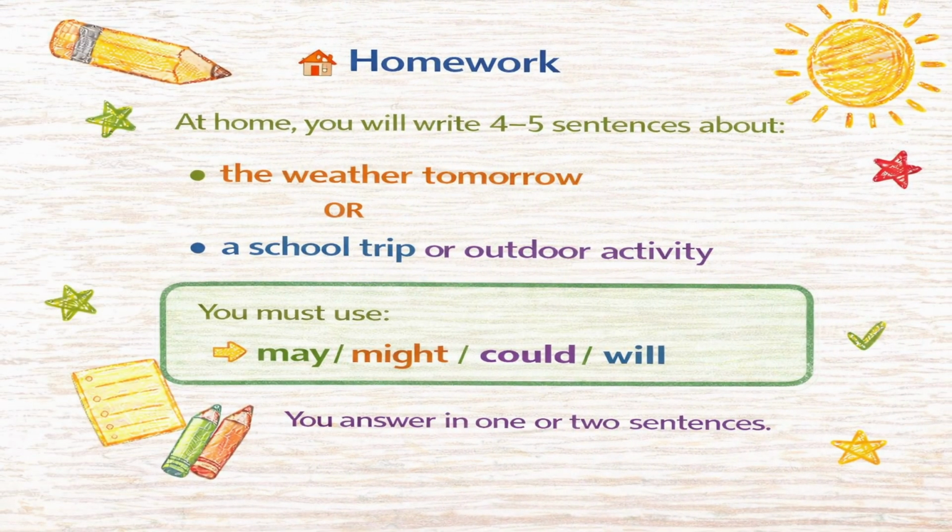Homework. At home, you will write 4 to 5 sentences about the weather tomorrow, or a school trip or outdoor activity. You must use may, might, could, or will.